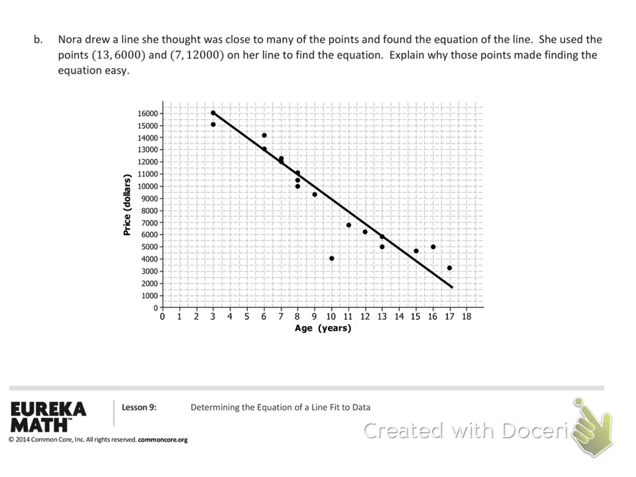Okay, now in part B, Nora drew a line that she thought was close to many of the points and found the equation of the line. She used the points (13, 6,000), so it looks like this one here, and (7, 12,000), right there, on her line to find the equation. Explain why those points made finding the equation easy.